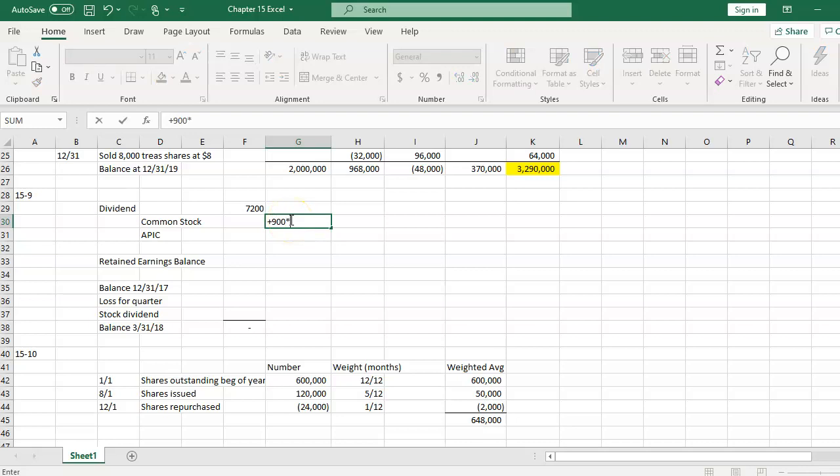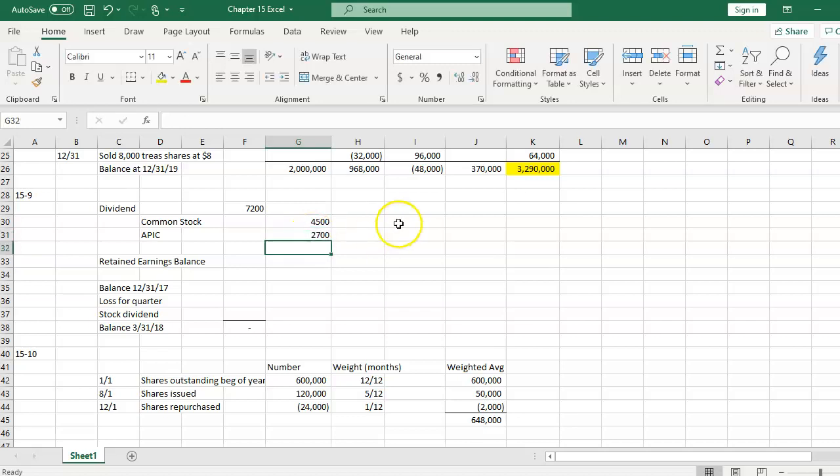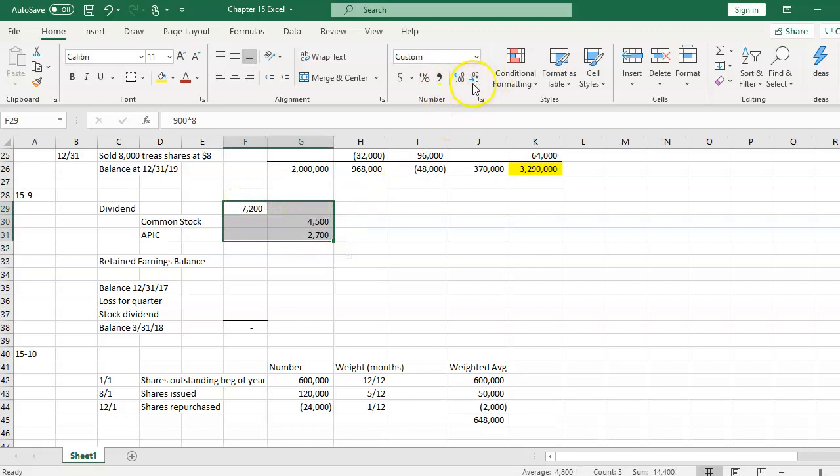And then the par value was $5. So 900 shares times 5. That's my par value. And then the difference between the $8 and the $5 is $3. So 8 minus 5 is 3 times 900. And that's my credit to additional paid in capital. So that's my entry right there. Okay. So debit dividend, credit common stock, credit APIC.